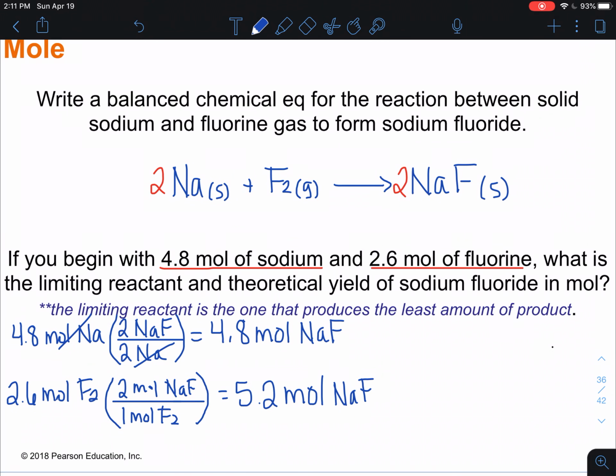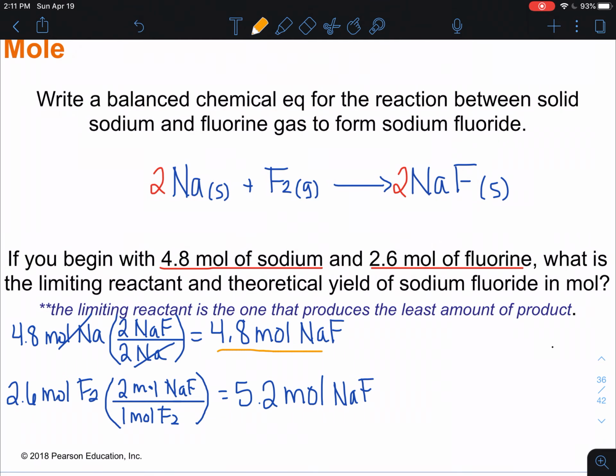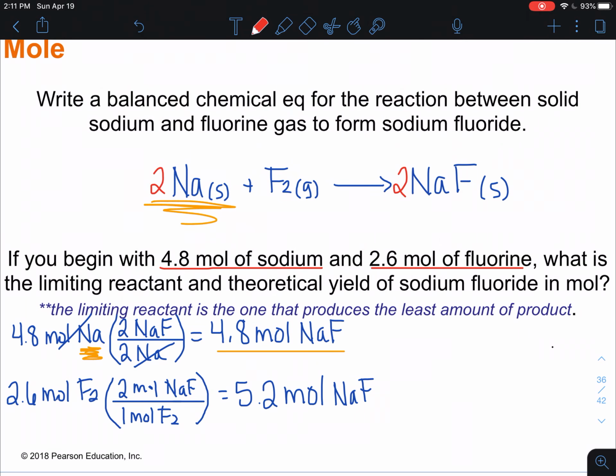So now, again, we are determining the limiting reactant. So now you're going to sit back and ask yourself, well, which number is higher, 5.2 or 4.8? And obviously it's going to be 4.8. So what reactant gave us 4.8 moles? Sodium. Okay, sodium gave us 4.8 moles. So since sodium gave us 4.8 moles of sodium fluoride, which is less than 5.2 moles from the fluorine gas, then we're going to say sodium is our limiting reactant.